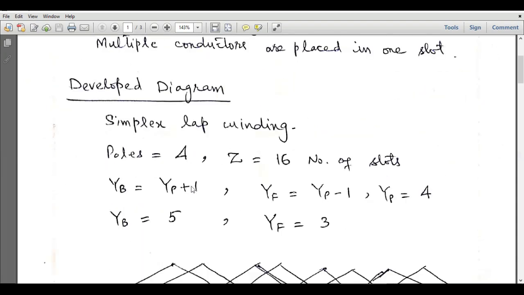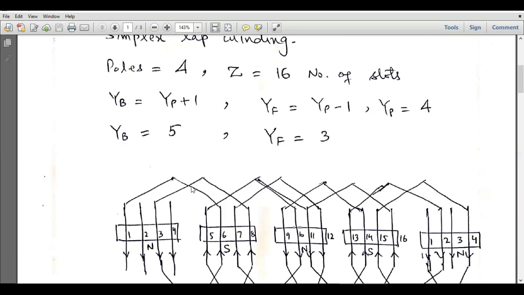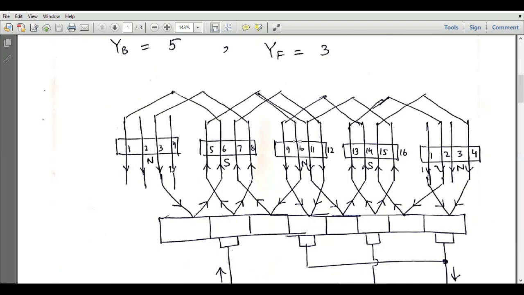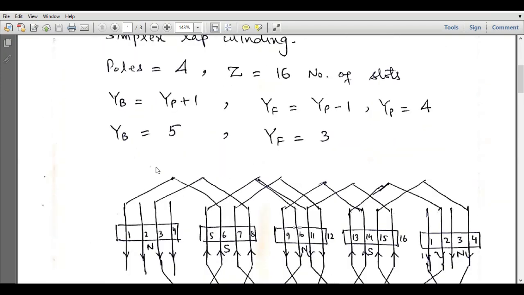And we have to draw the developed diagram in order to understand the armature winding, right? Developed diagram is that kind of a diagram in which the whole circular or cylindrical periphery of the armature is shown on the page, right? So actually the armature is cylindrical, but we can show the whole armature core and armature slots and the poles on a page, or on a plane. That diagram is called the developed diagram.